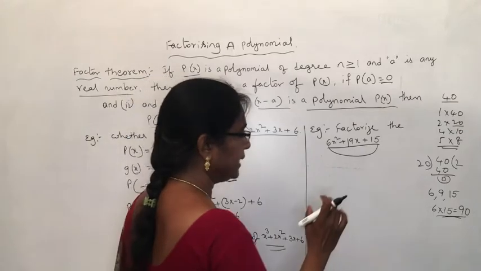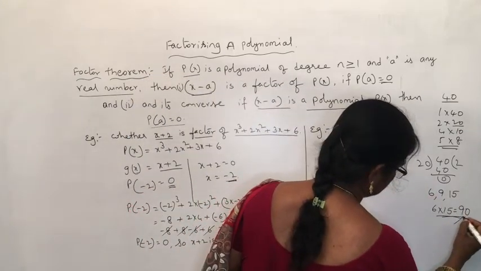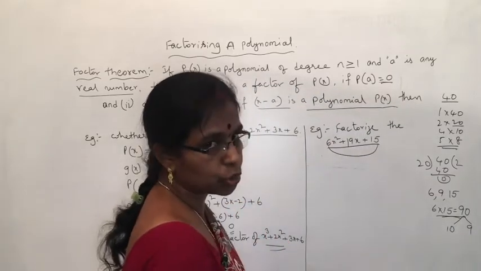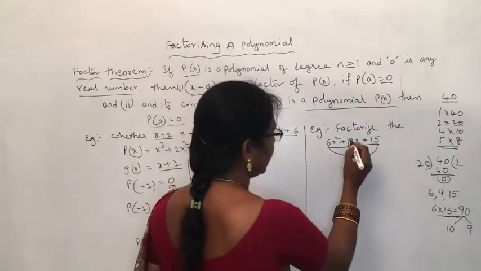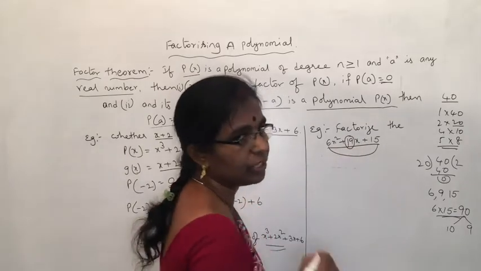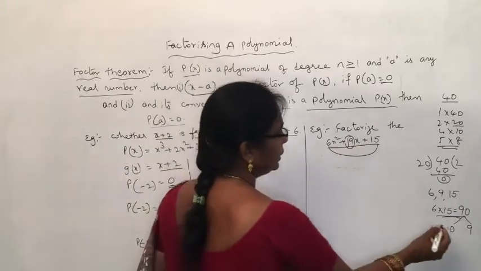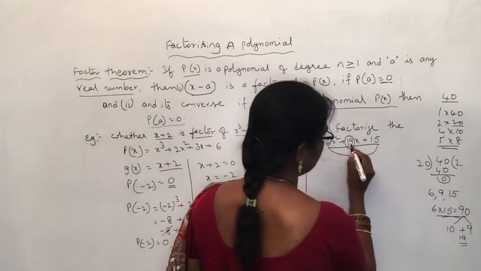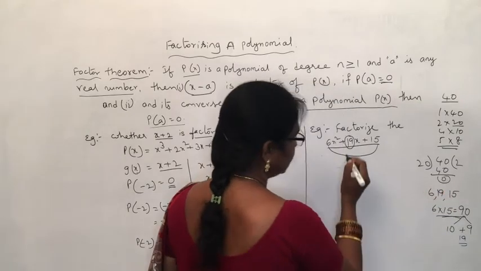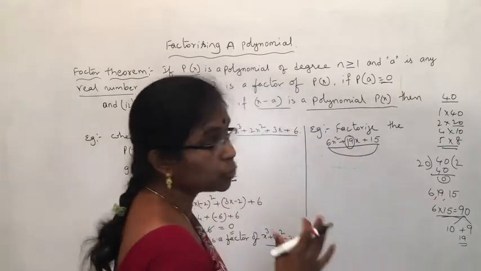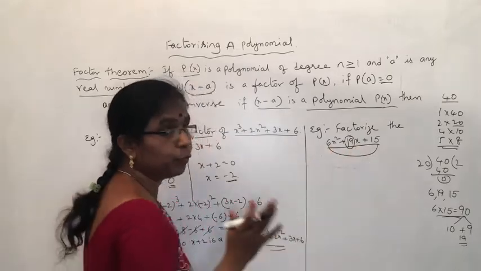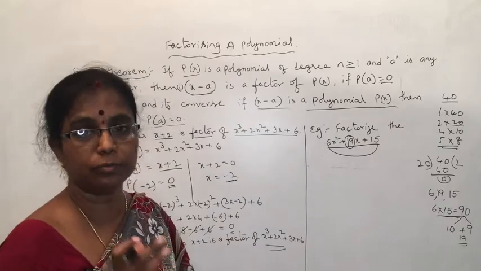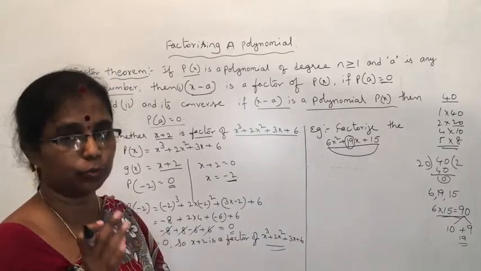Now, write some factors of 90. 10 nines are 90. If you add or subtract those two, you have to get the middle coefficient, the x coefficient. Now, 10 plus 9, if you add these two, you will get 19. Then what is the coefficient here? 19. Then how can we write it? We have to split the polynomial into 4 terms. Here they have given 3 terms. We have to split the polynomial into 4 terms.